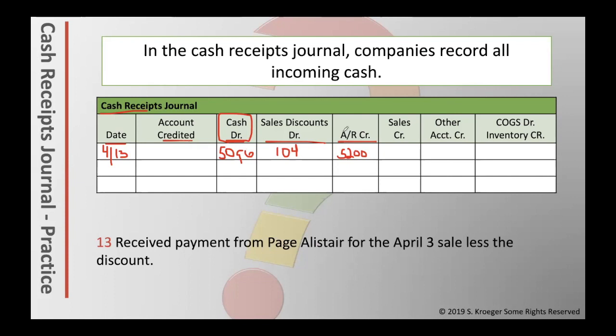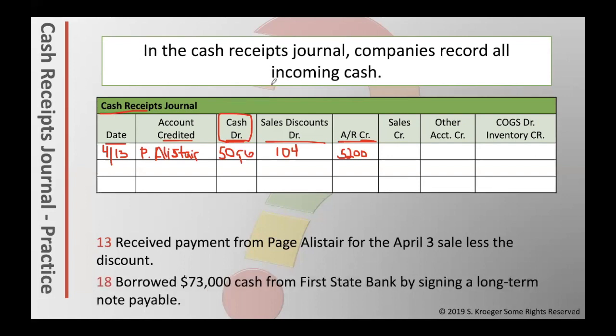The account credited over here would be the name of the person. In this case, it would be Paige Alistair. The next entry we have is on the 18th of April, 4/18. Borrowed $73,000 cash from First State Bank by signing a long-term note payable. What would this entry normally be? We're receiving cash. Why? Because we have a note payable of $73,000.